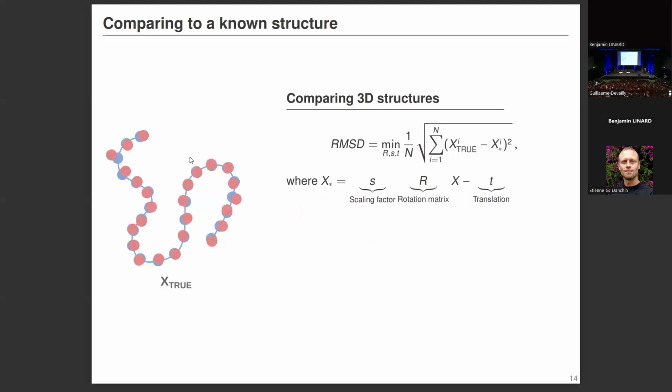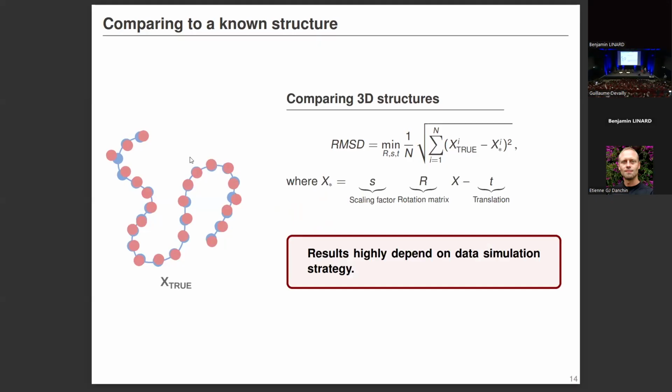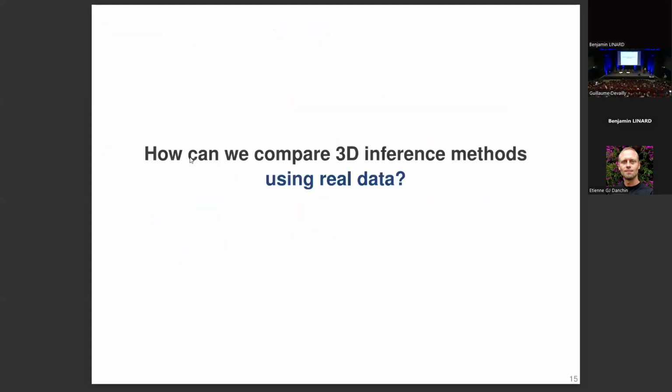And typically what we use is the root mean squared deviation, which is a good metric, where our inferred structure needs to be translated, rotated, and rescaled. But it's something we know very well how to do. The problem with this is, of course, that the result will depend a lot on your data simulation strategy. So the shift is towards, how can we use real data in order to compare 3D inference methods?